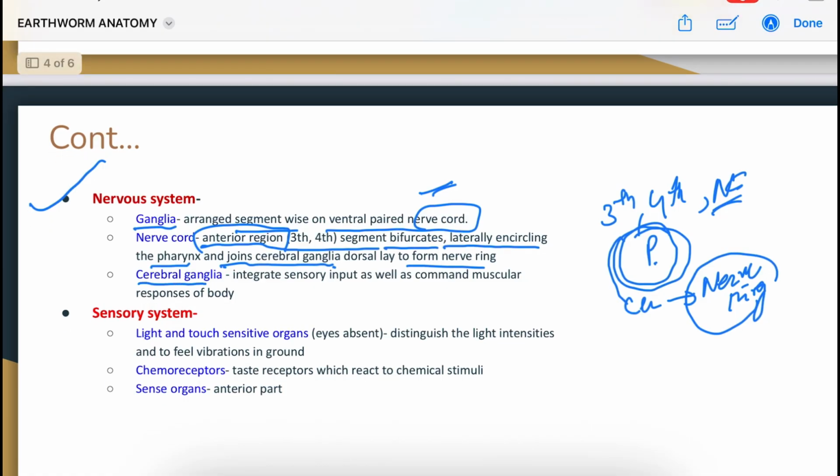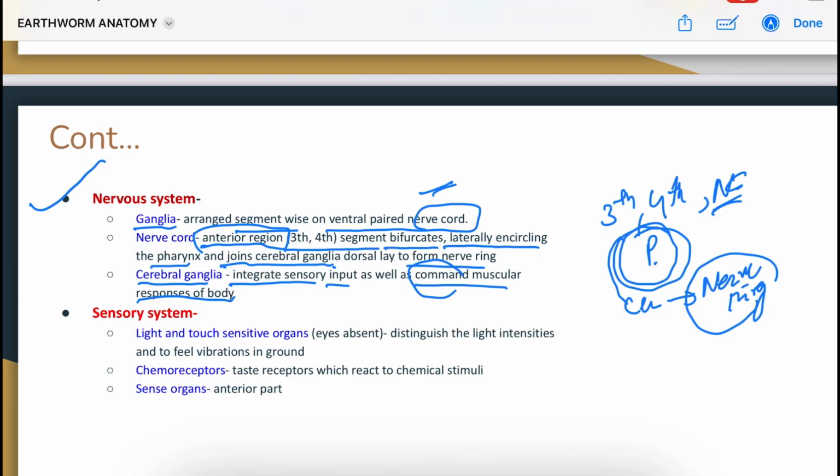Next, cerebral ganglia is present. It is present to integrate sensory input as well as command muscular response. Basically, it is sensory in function, senses, right, and also act as a commander, command the muscular response of the body.